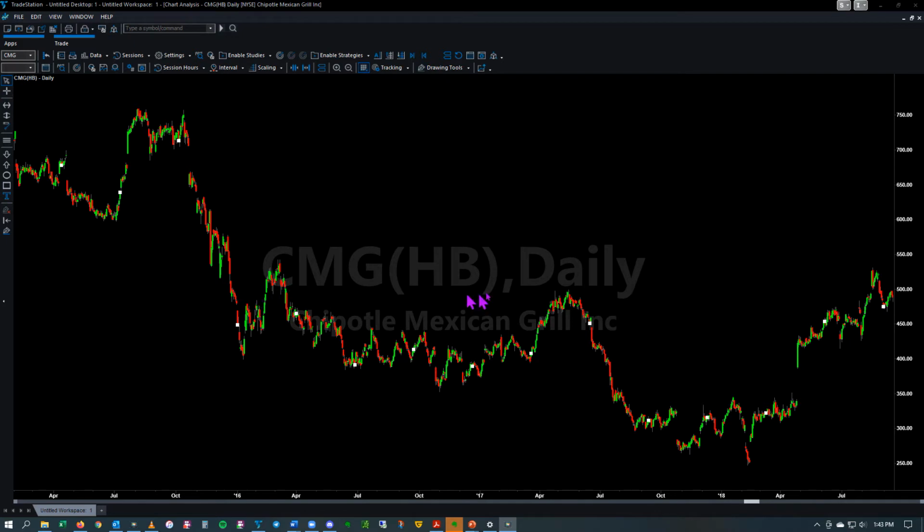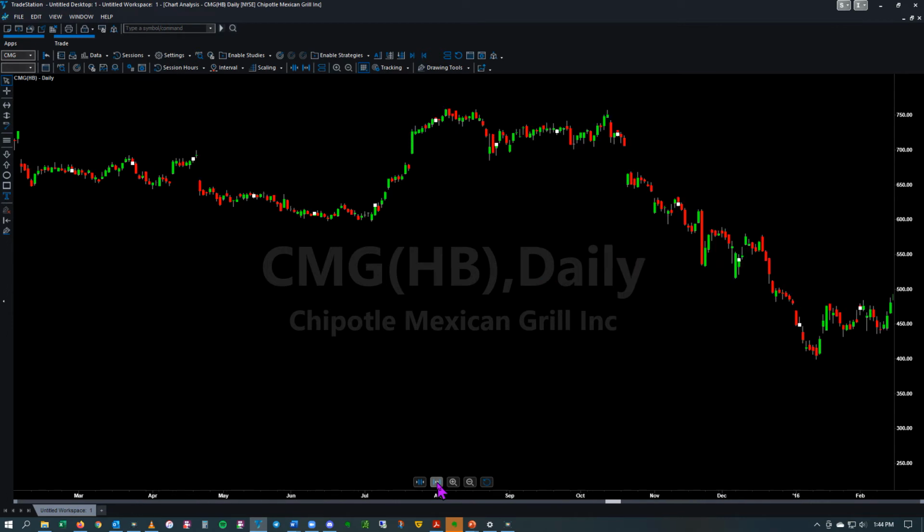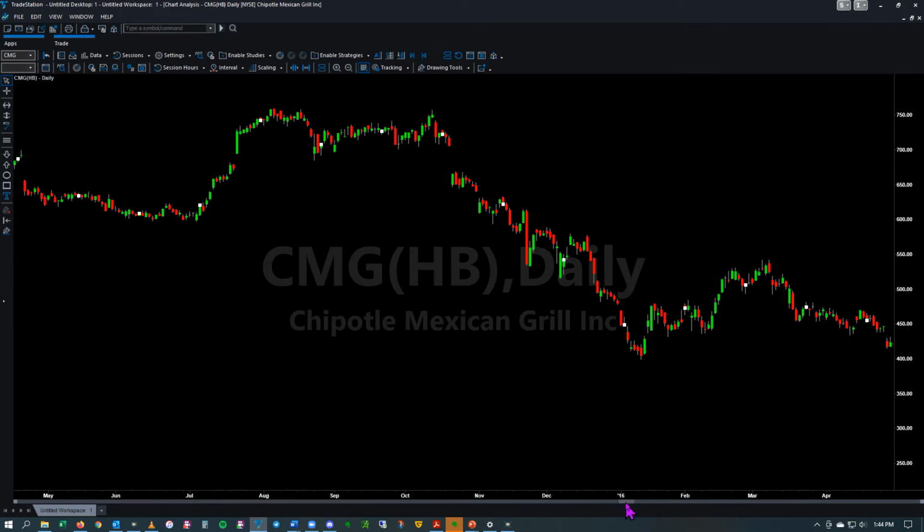So here's a daily chart of Chipotle, and you can see here with the way everything is scaled, you're going from $750 down to about $250. And with everything scrunched together, if you're trading during this time period down here, you really don't see a whole lot because everything's all scrunched together. So if you use the function of expanding the bars, then you start to get more detail, right?